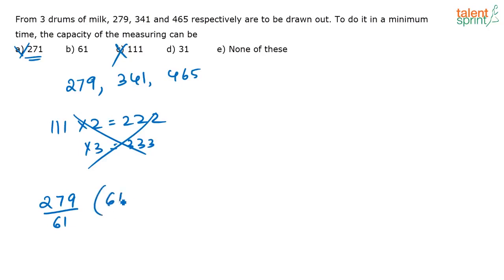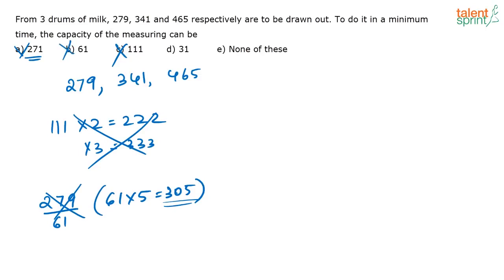See, you know 61 into 5 is what? 305. Correct, and you have 279 here. Will 279 be divisible by 61? It cannot be. If 279 was exactly divisible by 61, then the next multiple of 61 should have been 279 plus 61, which is 340. But here it is 305. So definitely this is not divisible by 61.